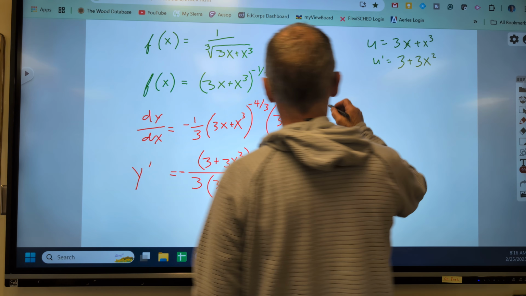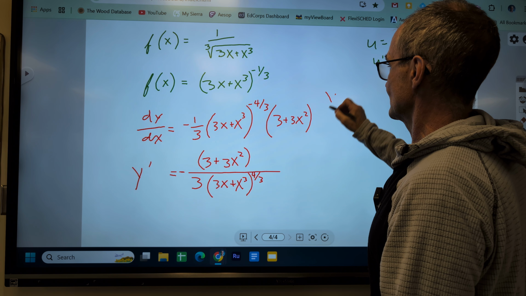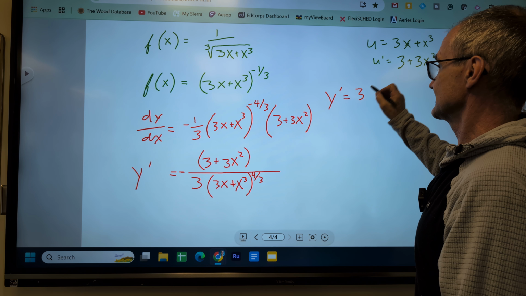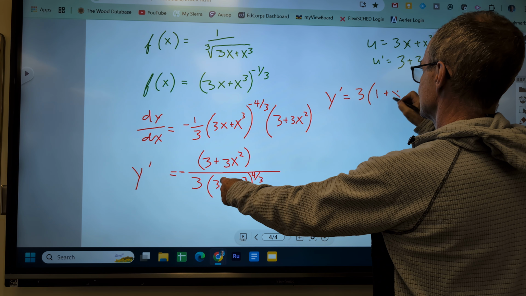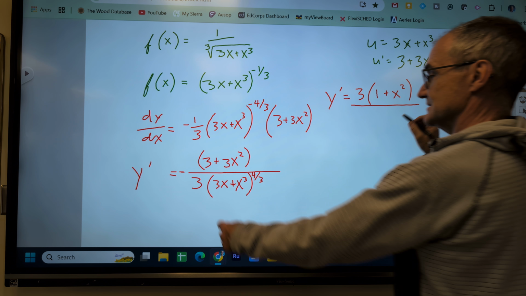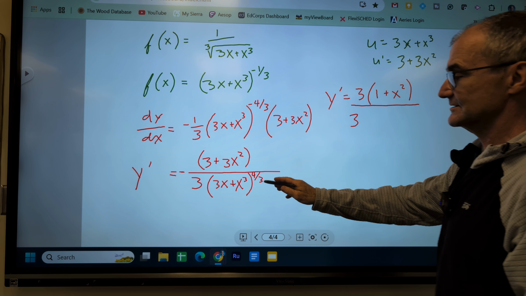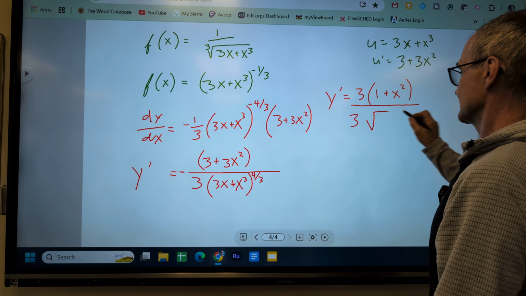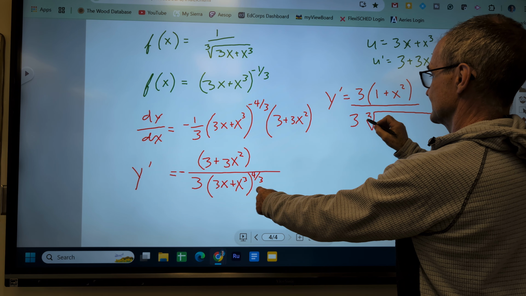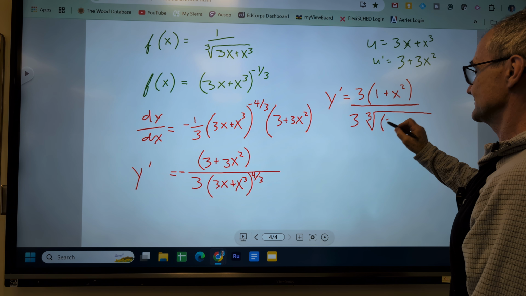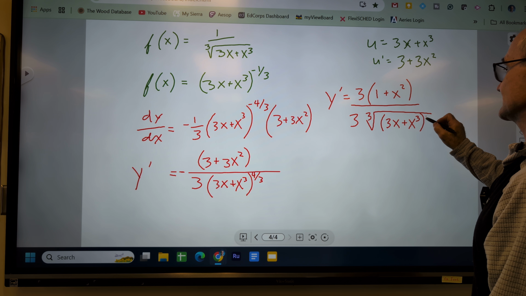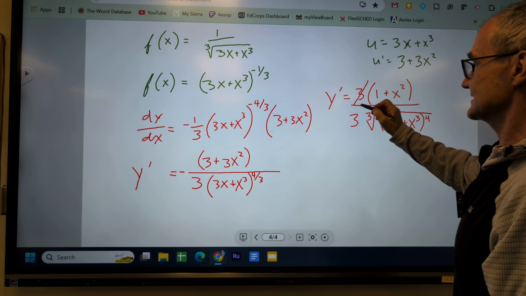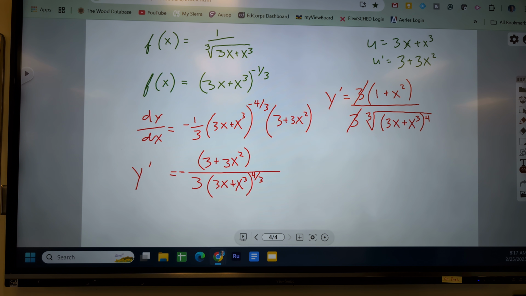So let's rewrite this one more time. dy dx, or y prime, is going to be equal to 3 times, I'm pulling a 3 out of this, 1 plus x squared, all over this 3 right here. And then I'm going to turn this into a root. So that 3 goes into the cube root. And then this is 3x plus x to the third, quantity to the fourth. Then those will cancel. And I think that's all I could do to simplify that derivative.